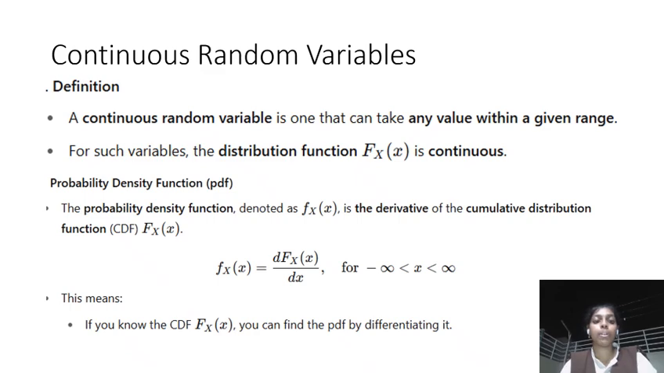The probability density function denoted as small f_X of x is the derivative of the cumulative distribution function, CDF, capital F_X of x. The formula for continuous random variable is small f_X of x equals dF_X of x by dx, nothing but the derivative of CDF, for minus infinity less than x less than infinity. This means if you know the CDF capital F_X of x, you can find the PDF by differentiating it.